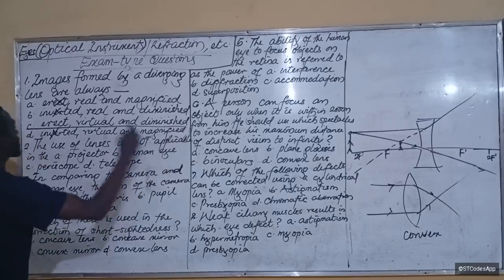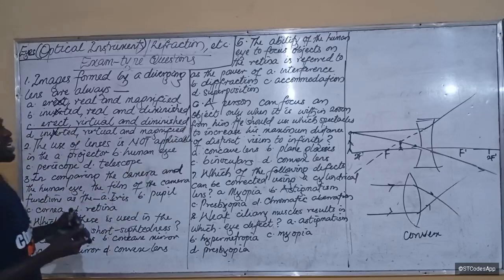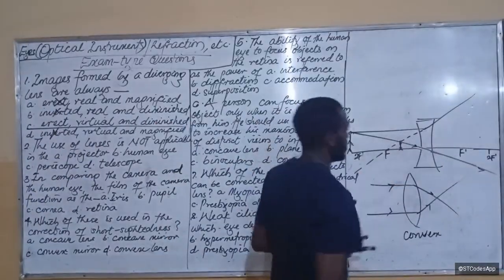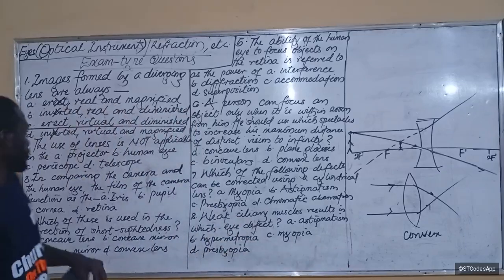You see, I don't even need to check. I know it is erect, it will be virtual, and it will be diminished. You see, the size is also small. It's diminished. Does that make sense now?